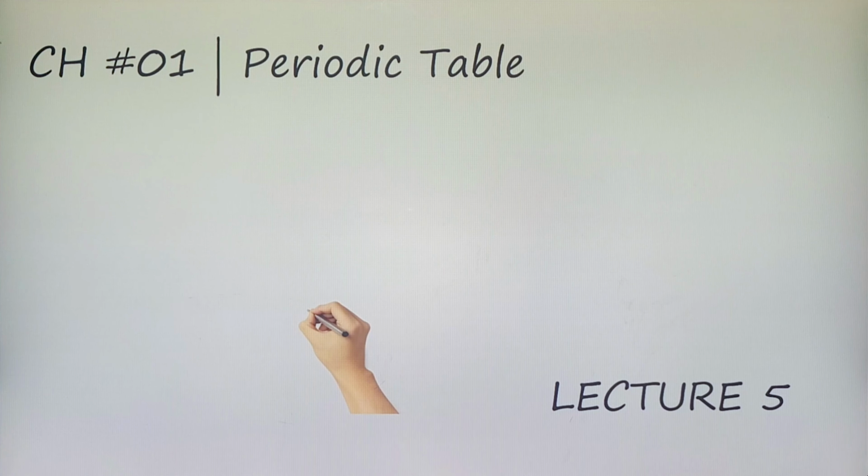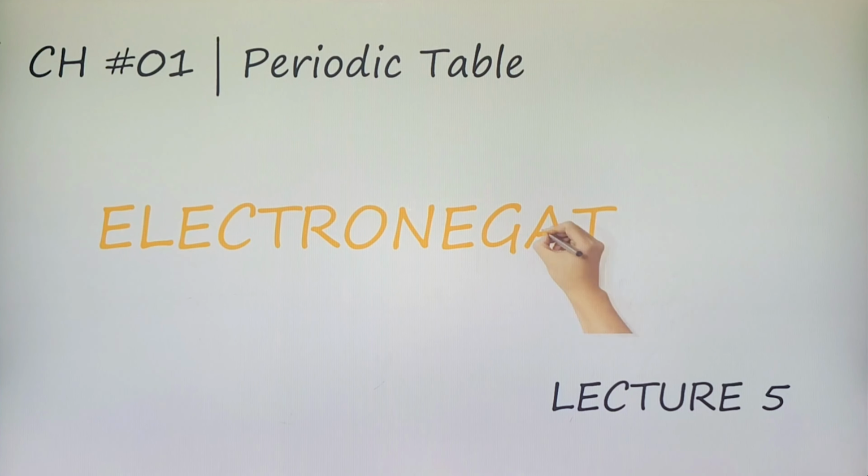Today, we are going to start with Lecture 5 of the Periodic Table series. And the topic that we are going to discuss today is called electronegativity. Am I clear, children? So without any delay, let's dive into it.